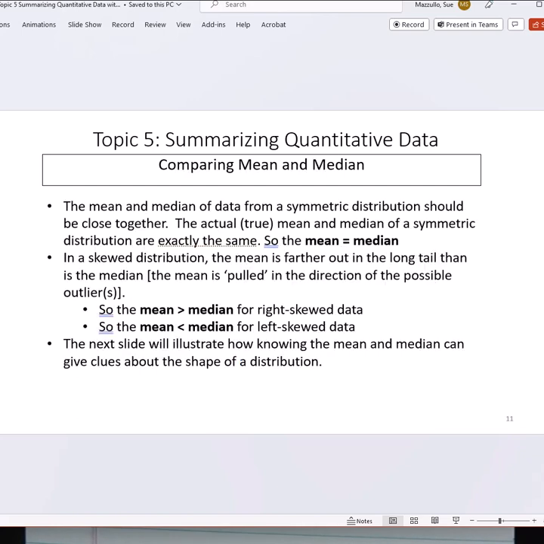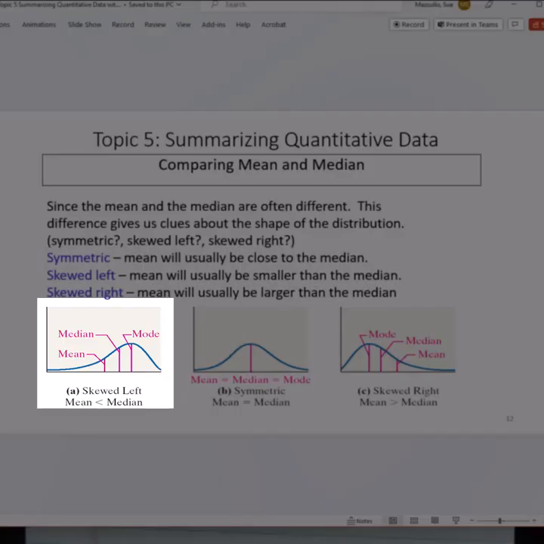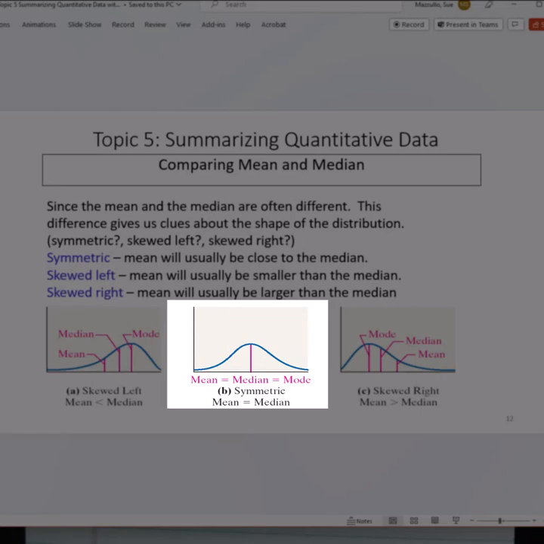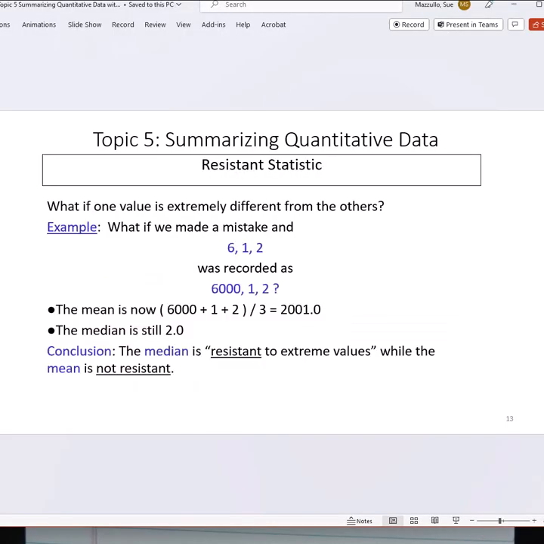Now, in a symmetric distribution, the mean equals the median, but if I have anything that's skewed, the mean will differ from the median. In a picture, it's clear to see that the mean follows the skewness. When left skewed, the mean will always be less than the median. For symmetric, the median equals the mean equals the mode, the data value that occurs most often. And if I have right skewed data, my mean follows the skewness, so the mean will be greater than the median.